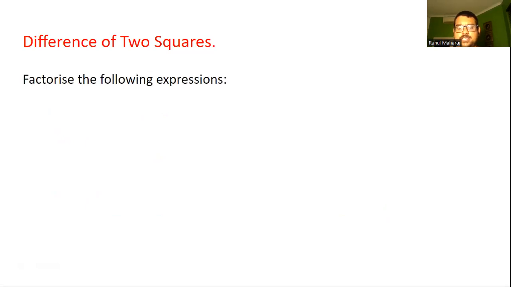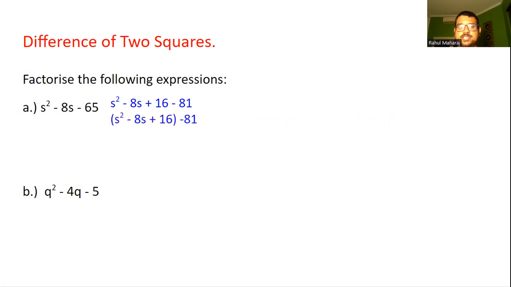Let's factorize the following expressions. A, s squared minus 8s minus 65, and B, q squared minus 4q minus 5. So in A, we have s squared minus 8s minus 65, which can be rewritten as s squared minus 8s plus 16 minus 81, because 16 minus 81 is minus 65.